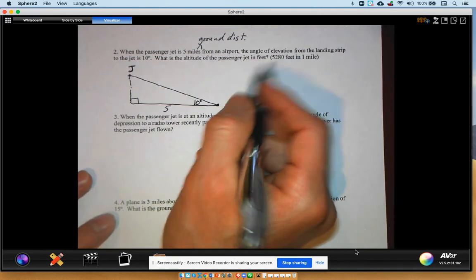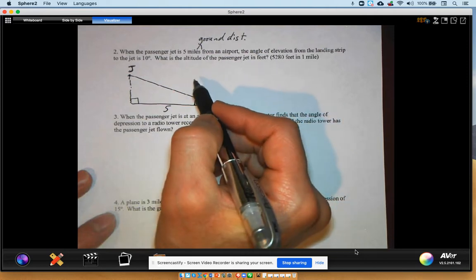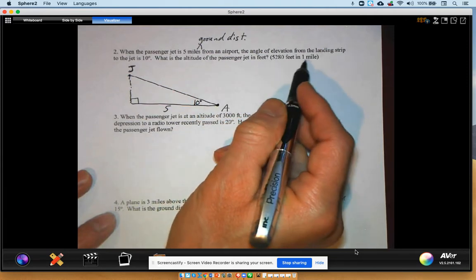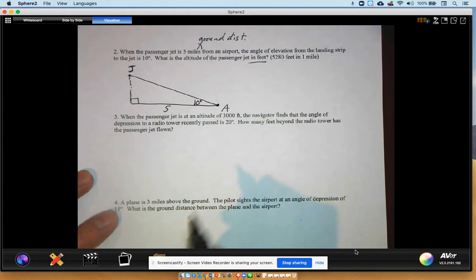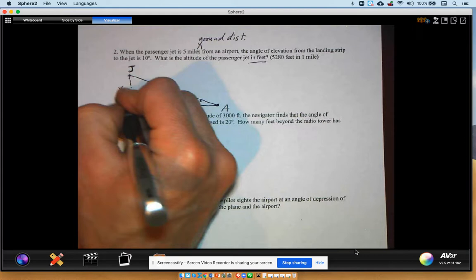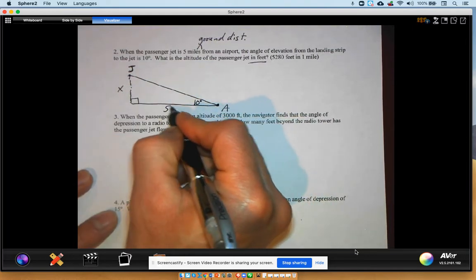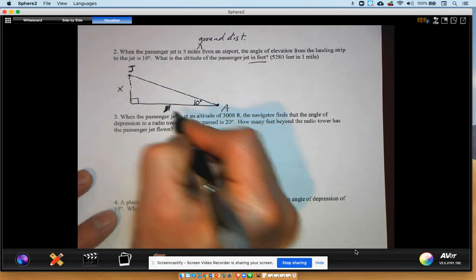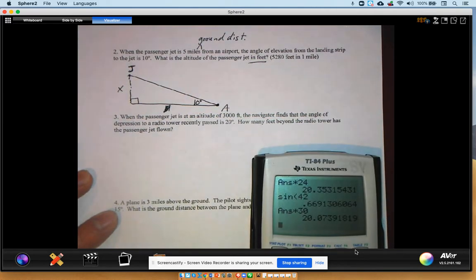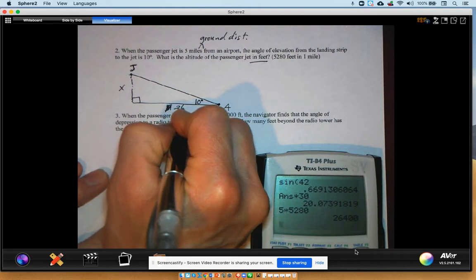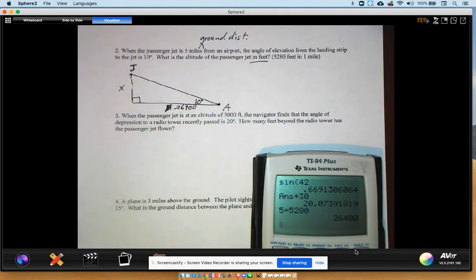5,280 feet in 1 mile. Let's see, does it ask for the altitude in feet? Oh yeah, I'm sorry, in feet. Missed that completely. So that means we're going to look for this, but we're going to look in feet. So I'm going to switch this over here. I don't want to work in miles here. I want to convert that over. So to convert that over, I'm going to take 5 times 5,280. And that should get me the number of feet, the ground distance, 26,400, that the landing strip is to the jet.